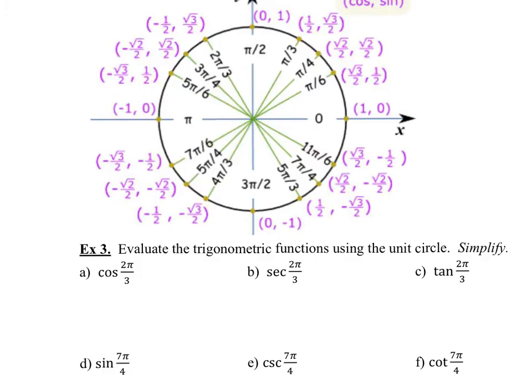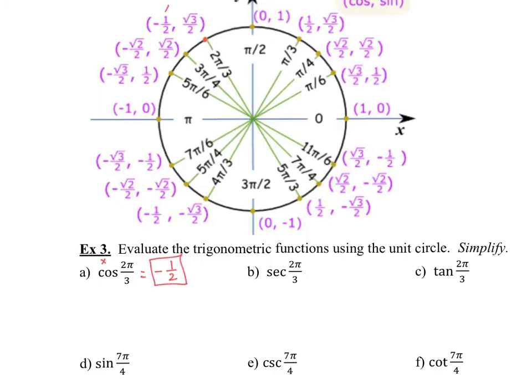I want to find the cosine of 2 pi over 3. I know that the cosine is the x value, so let me just locate 2 pi over 3 on the unit circle right here. The x value here is -1/2. So the cosine of 2 pi over 3 is -1/2.